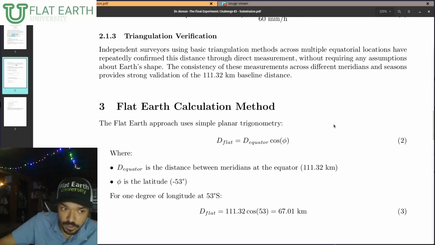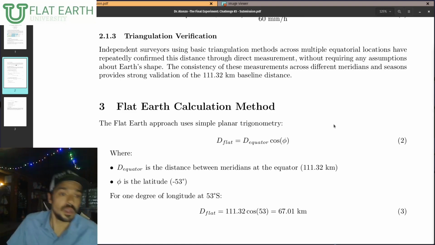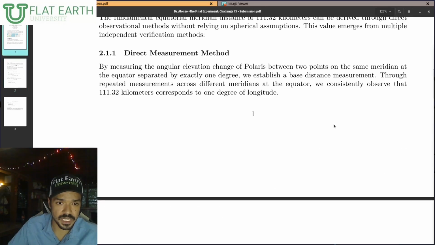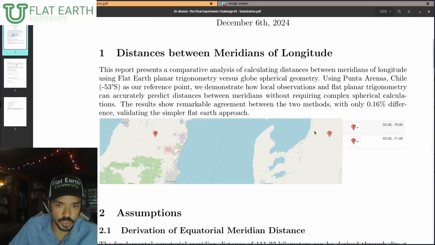Now in flat Earth, the calculation is very simple. We take the meridian distance and we multiply that by the cosine of the latitude. That's all it is. So in this example, it'd be 111.32 times cosine of 53, which is 67 kilometers. So this is the flat Earth prediction for the distance between those two spots right up here.